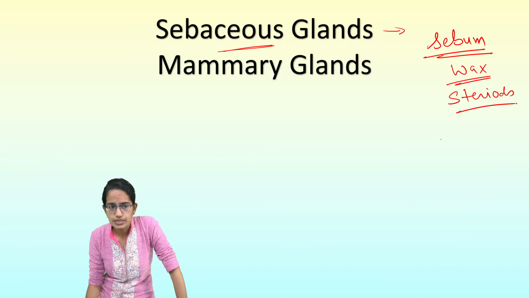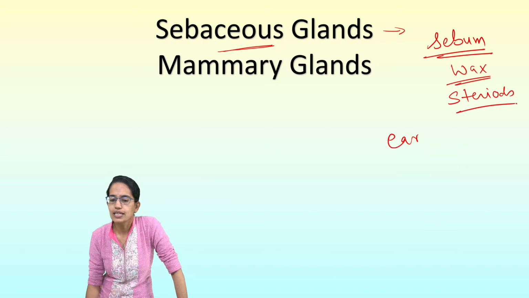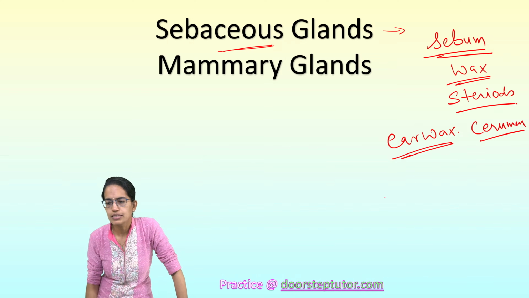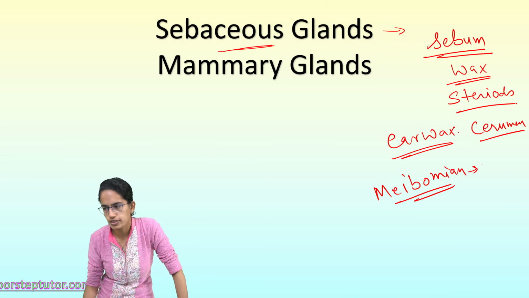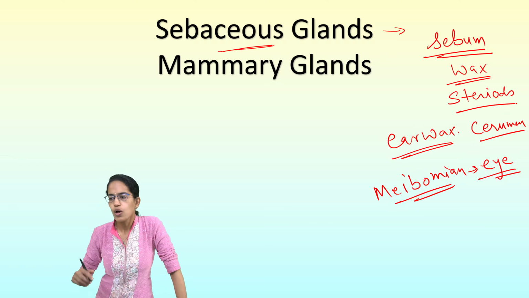Some of the important sebaceous glands: one is the ceruminous glands. Ceruminous gland is the gland which leads to the production of earwax, which is also known as cerumen. The next important gland is the meibomian gland. Meibomian gland is the gland which actually lubricates the eyes and helps in the formation of tears.